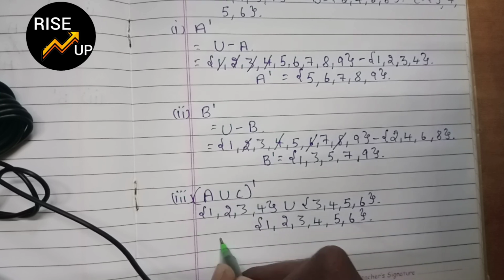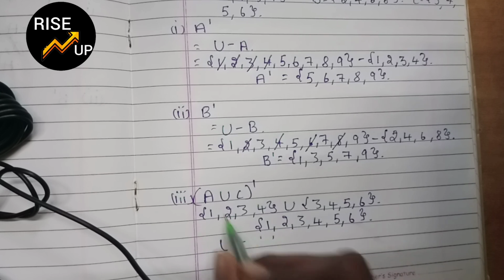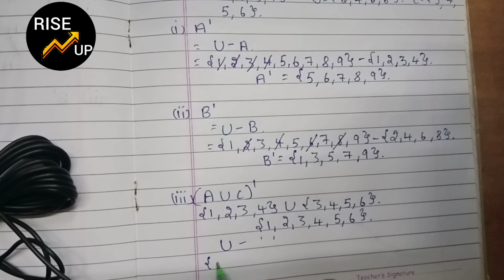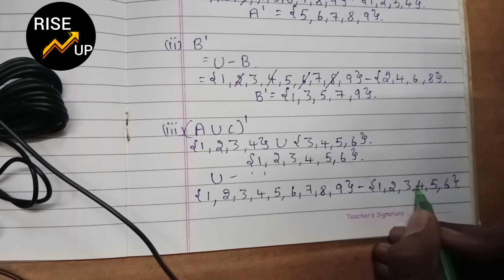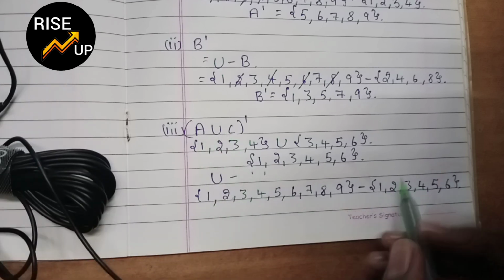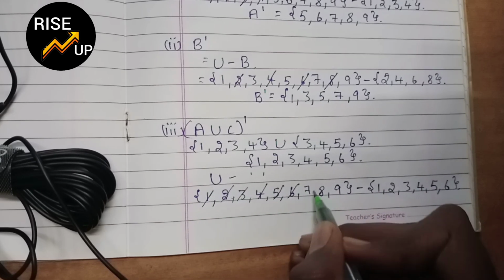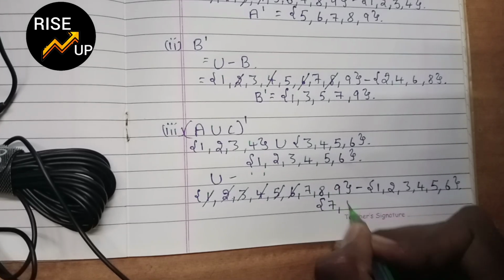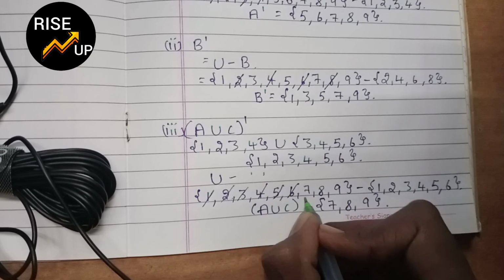How will we do it? Subtract: universal set minus the set which you have got from the union of A and C. Write down the elements of the universal set, and these are the elements which you have obtained from the union of set A and set C. Now cancel out 1, 2, 3, 4, 5, 6. What are the elements remaining? 7, 8, 9. Write it as it is. That's all. (A union C) whole complement is done.